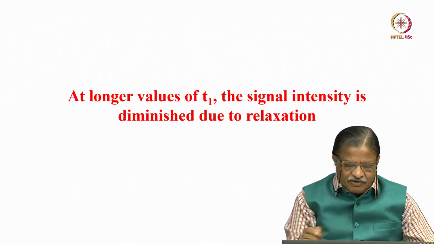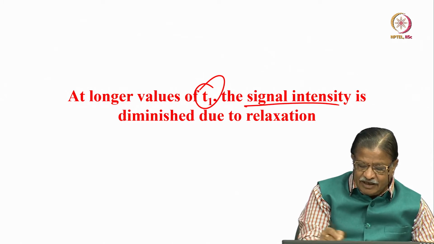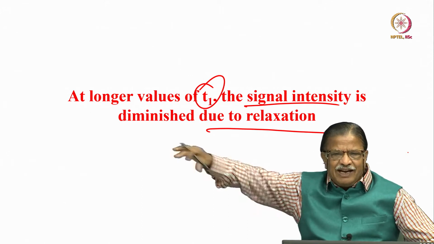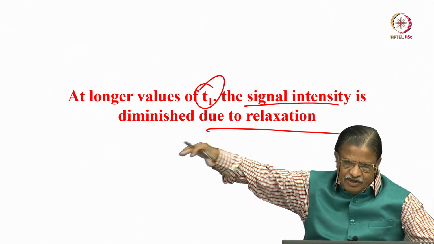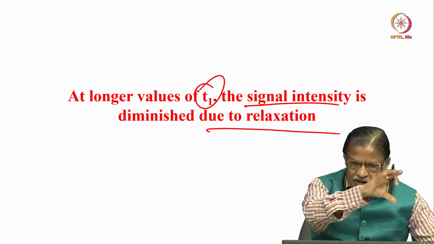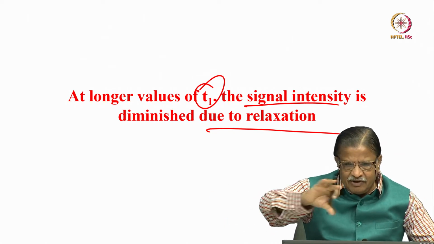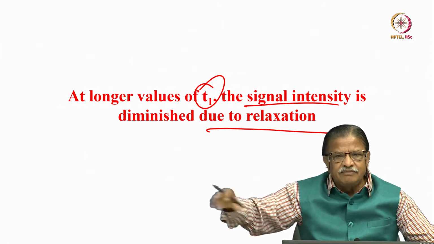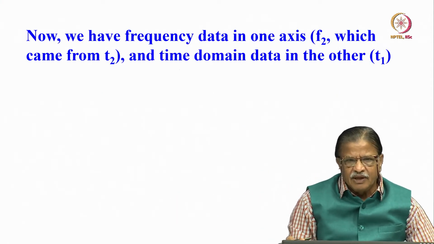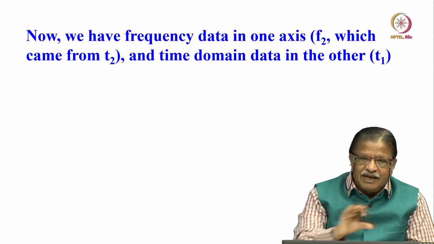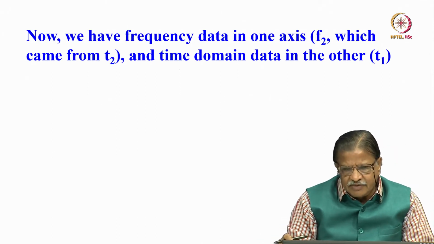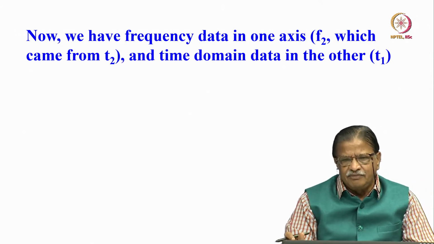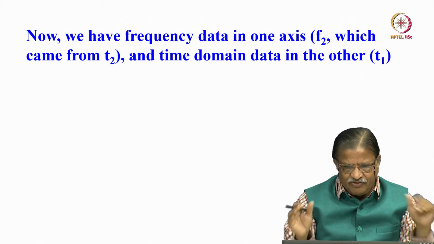At longer values of T1, what is going to happen? The signal intensity diminishes due to relaxation. It becomes very, very small, and finally there won't be any signal, you will collect only noise. After which there is no point in collecting the signal. So the signal keeps on decaying when you keep on increasing the T1 period. So you create a pseudo FID which is also decaying, collect the signal, and now you have a regular time period, you have a signal in the T2 period, that is the detection period. T2 is always constant, you have the FID there.